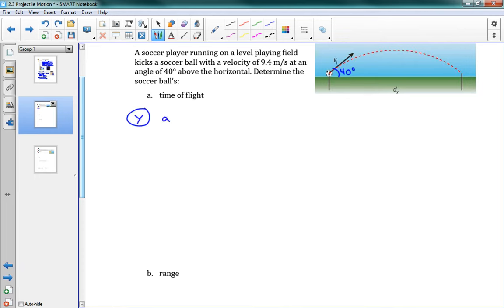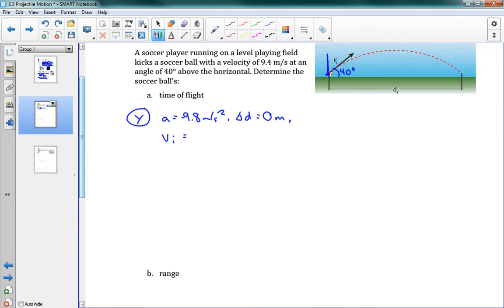I can say that my acceleration is negative 9.8 meters per second squared. And delta d, my displacement. Well, it starts here, it goes up, goes back down, it ends at exactly the same spot. That means the displacement is 0 meters. Good. And now the last thing I want is my initial velocity, VI.